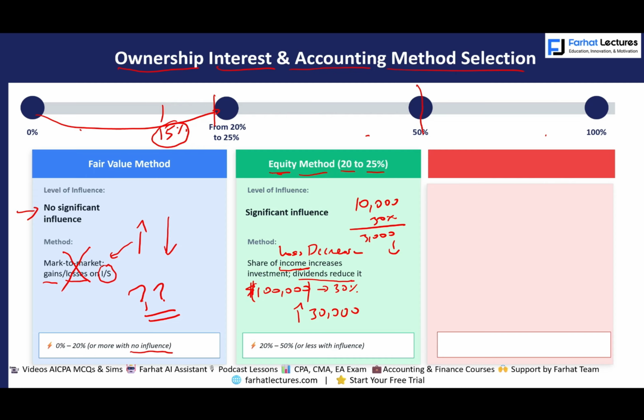Okay, now we're up to 50%. How about if you have more than 50%? You have control. You have a controlling interest. If you have more than 50% of the company in your pocket, you own the company, you run the company, you control the board of directors. It means you control everyone. You have the majority.